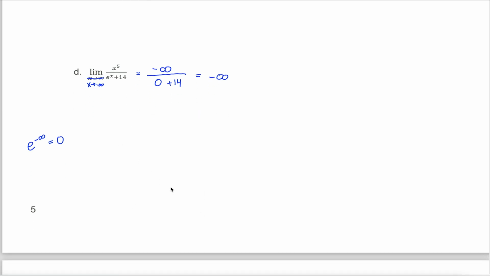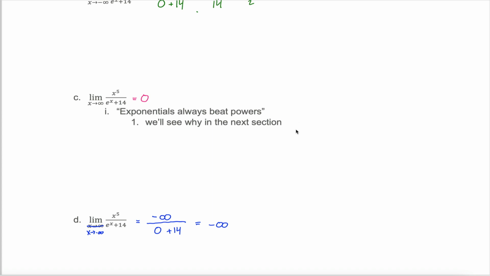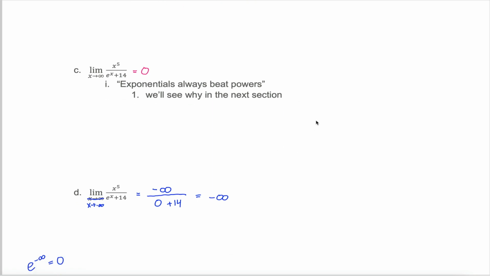If these limits make you feel a little bit uncomfortable, I think that's good. I think they're kind of supposed to. That level of discomfort is something that we're going to work through in the next couple of sections so that when you see this in a Calculus 2 class, you're a lot more comfortable with it and you have all the background necessary to be successful in that class.